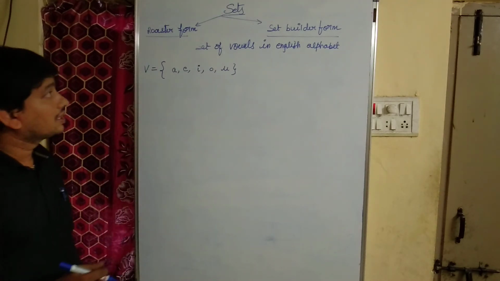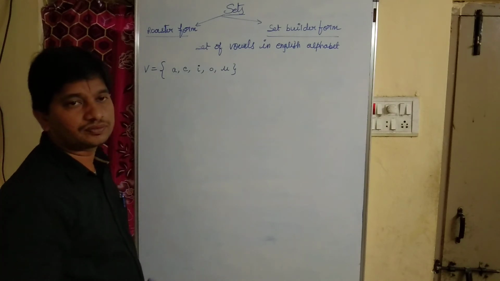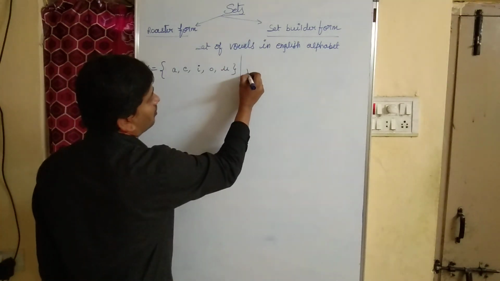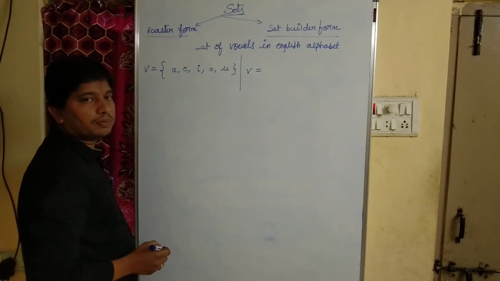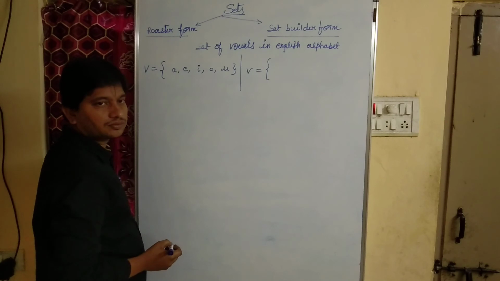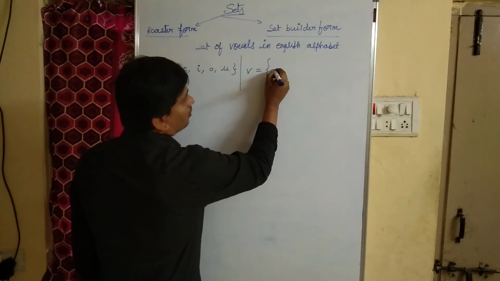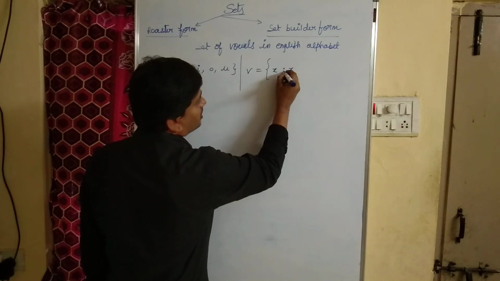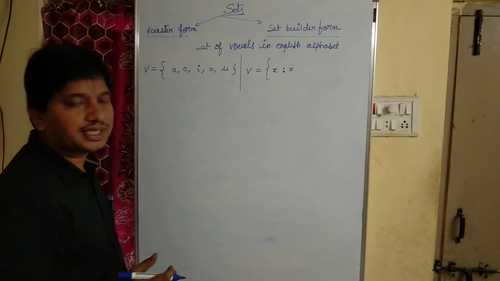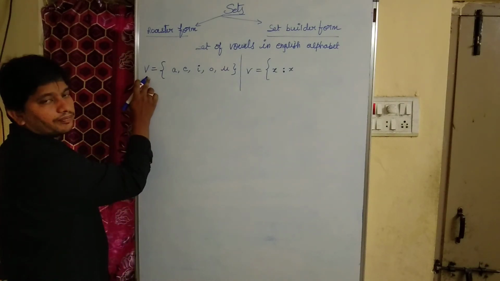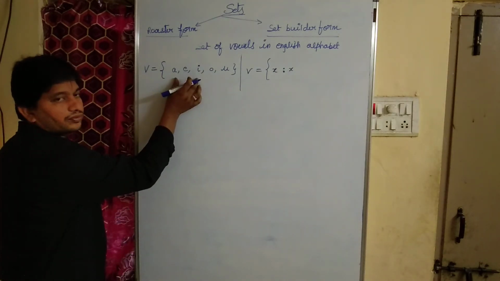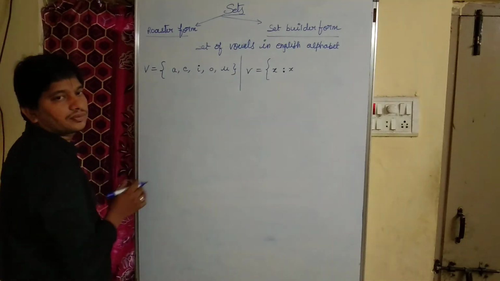Now, how to represent the given statement in set builder form? How to write the given set in set builder form? See, let me write it. V equal to, the set is represented by the letter V equal to open bracket, x such that x. How to read this? x such that x. So this is our roster form, V equal to A, E, I, O, U. This roster form we can write in set builder form.